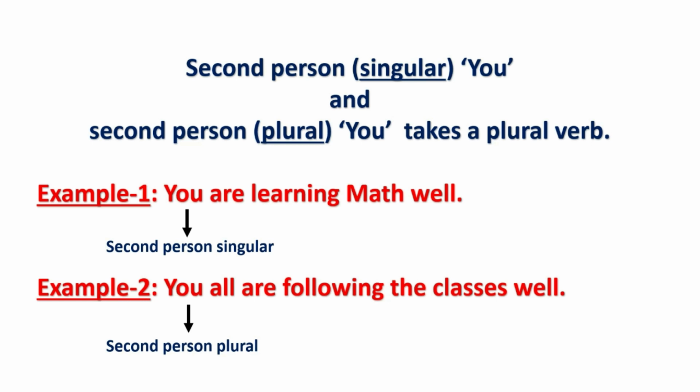You are learning math well. So here I am talking to a single boy or a girl or a student that you are learning math very well. Second person singular. Now, you all are following the classes well. I am talking to all of the children who are listening to my classes. That is second person plural. So for the second person singular and for the second person plural also we are using a plural verb, that is are. Yes children, I hope you understood this point also.